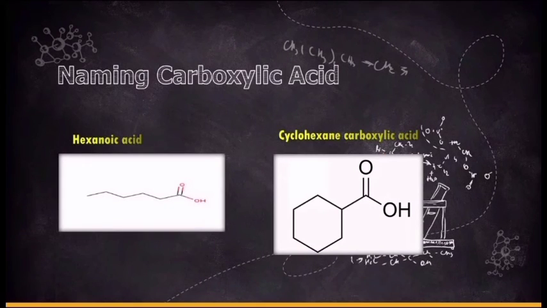Another example is, what if we have an arene and a carboxylic acid? There are 6 carbons in the ring, so it's a cyclohexane plus a carboxylic acid, so this is simply called cyclohexane carboxylic acid.